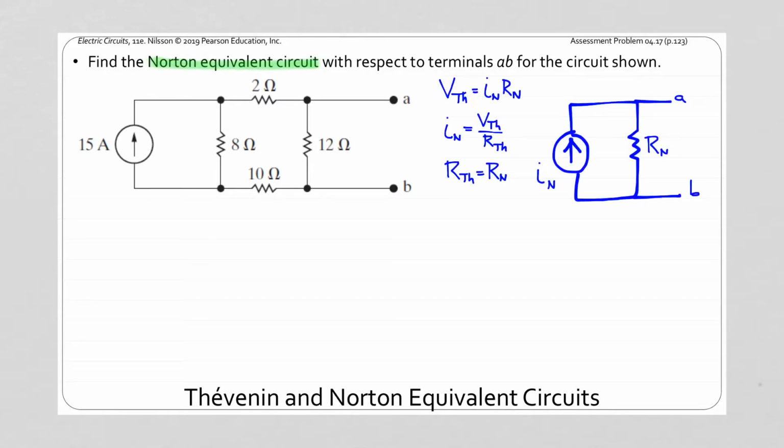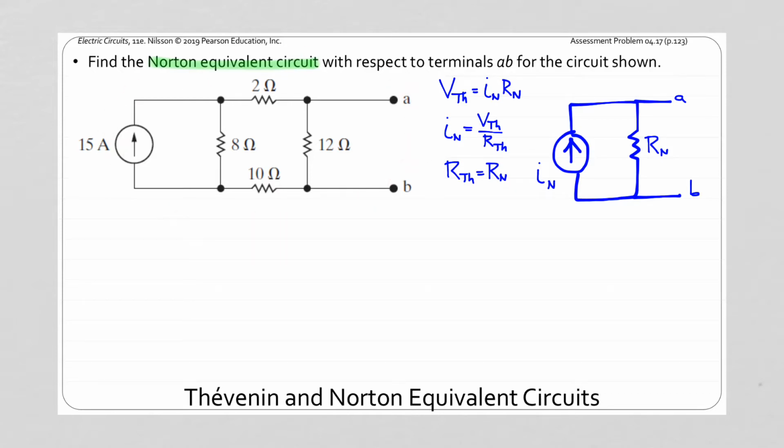If we're doing source transformations, we're essentially converting a Norton equivalent circuit into a Thevenin equivalent circuit and back and forth. Recall the equations that we have relating the voltage of a Thevenin equivalent circuit and the current of a Norton equivalent circuit. Also, if we're looking for a Norton equivalent circuit at the end, we should end up with a current source with a known value and a parallel resistance.